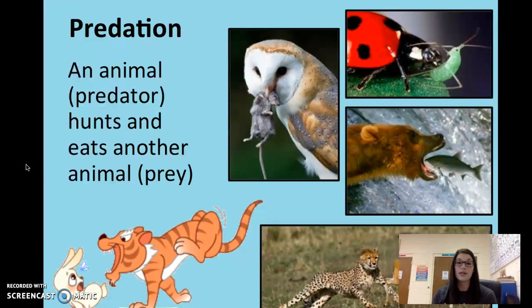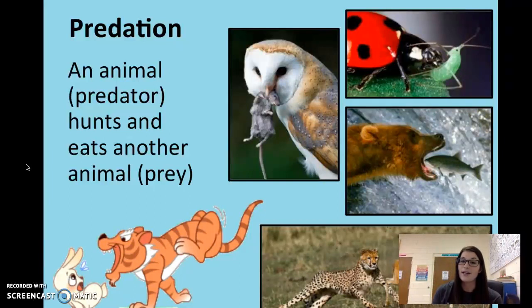Predation. We're familiar with predation as well. That's your predator-prey relationships. There's lots of examples of that on the screen right now. A predator is something that does the hunting and is eating usually smaller organisms, and then the prey is something that's getting hunted or getting eaten. So for example, the owl and the mouse. The owl would be the predator, the mouse is the prey, unfortunately.